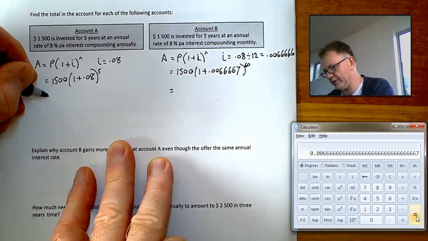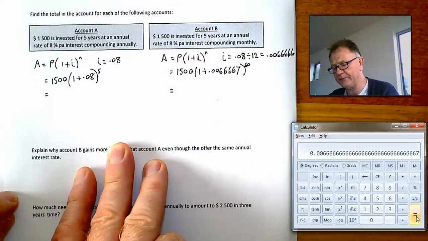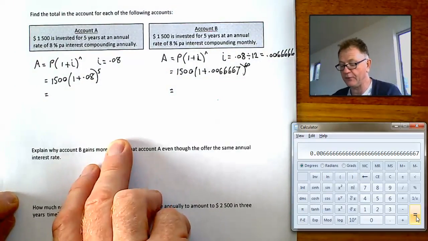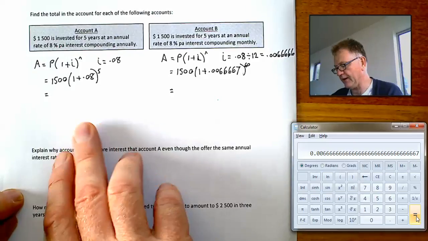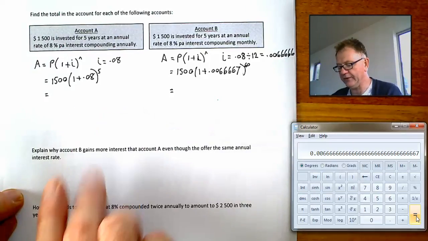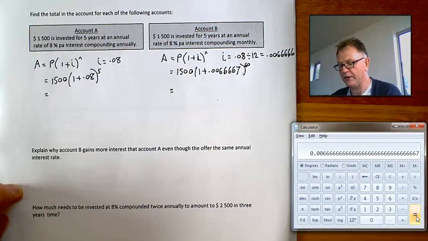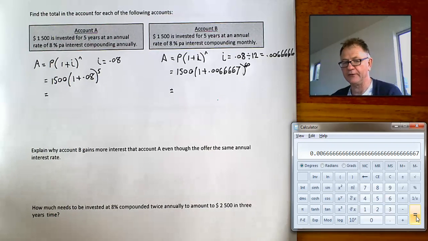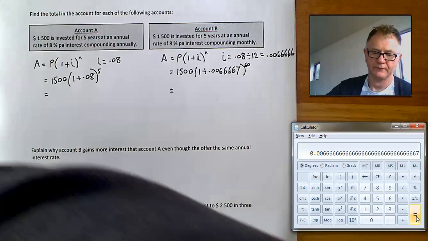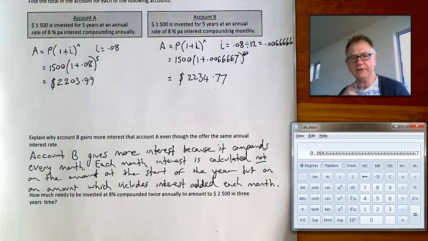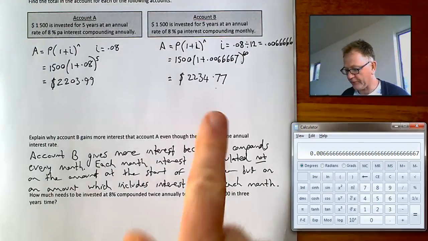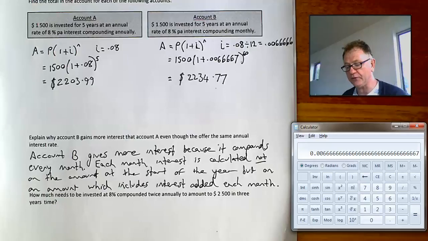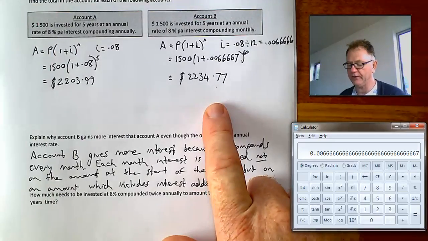Which account gets the most at the end, and why does it? What I'd like you to do now is maybe pause the recording and work these out and come up with a reason why the two are not the same. Okay, here's my answer. Two different answers, two accounts, they look similar, but this one gives more interest than that one.